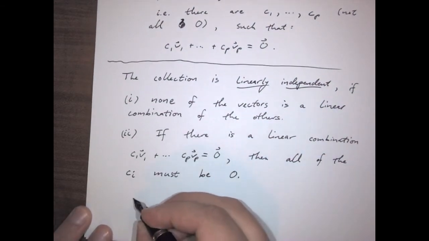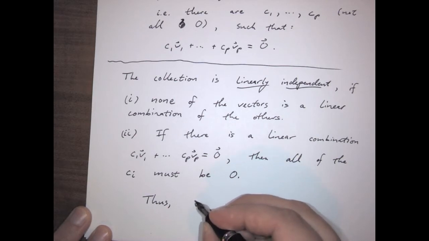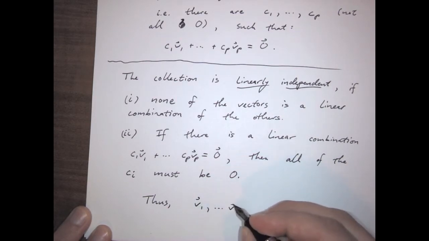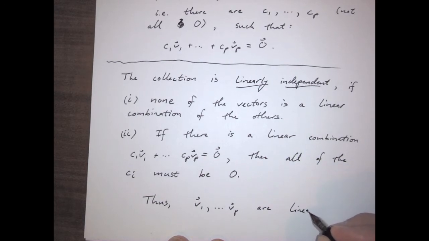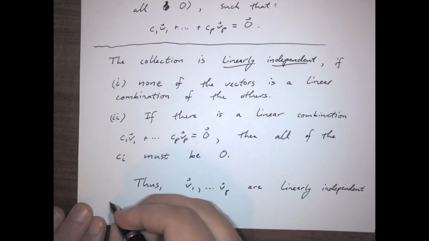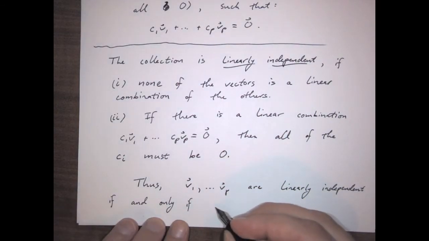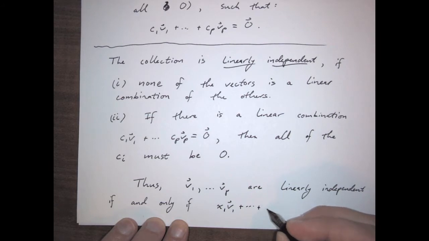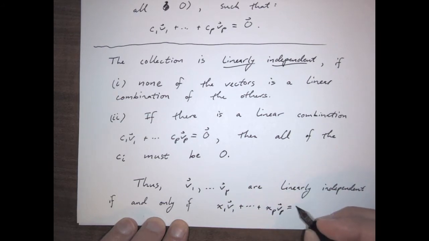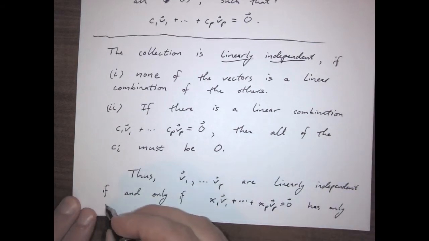So thus, the vectors v1 up through vp are linearly independent if and only if the vector equation x1 v1 plus dot dot dot up to xp vp equals 0 has only the trivial solution.